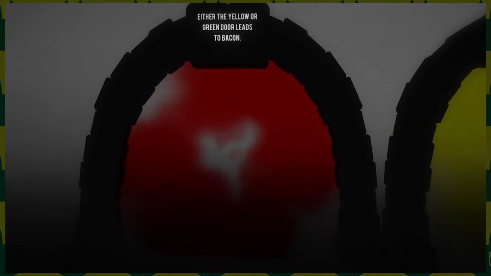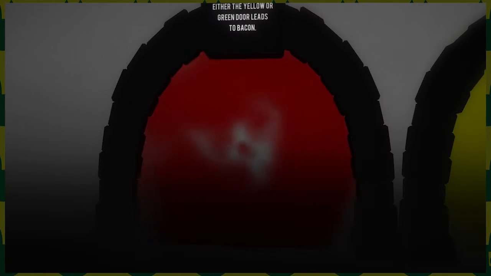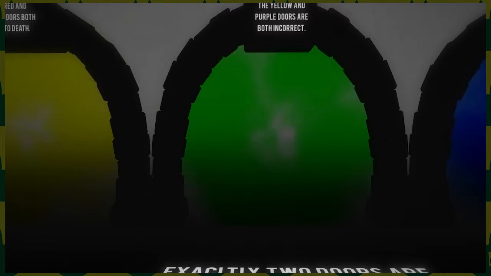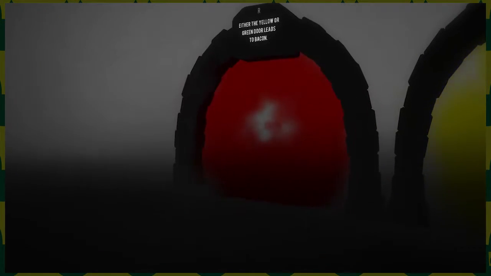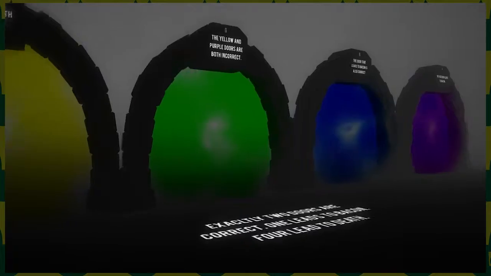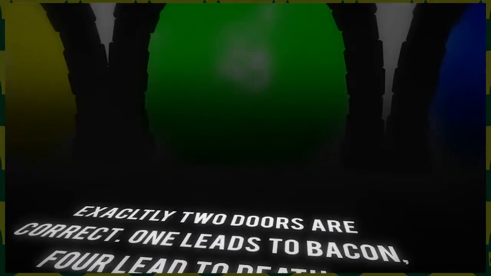Wait. That means if this is incorrect, that means neither the yellow or green door lead to bacon. So this cannot be incorrect while this is correct. I mean, no. This cannot be incorrect while this leads to bacon. Or this leads to bacon. Is it you? You're the only one that I... None of the doors even mention you.